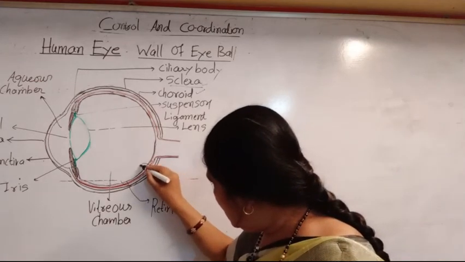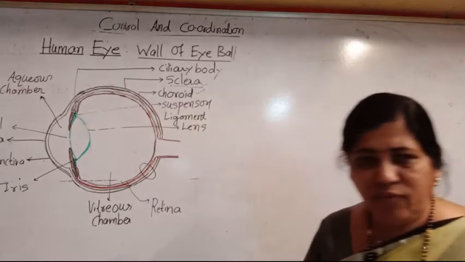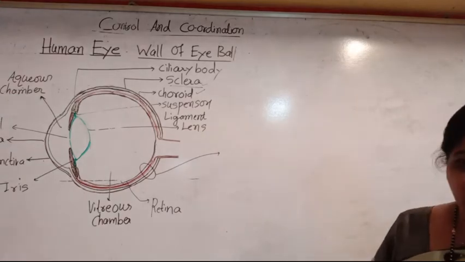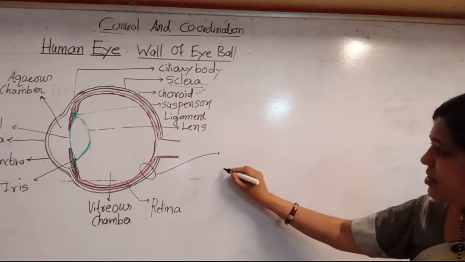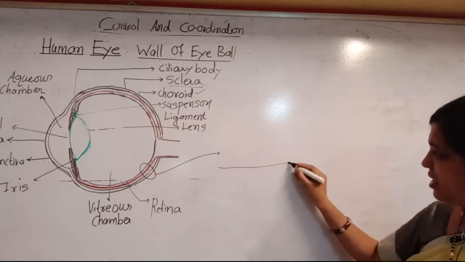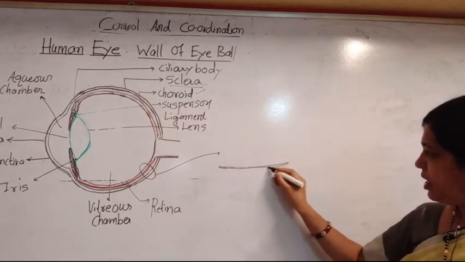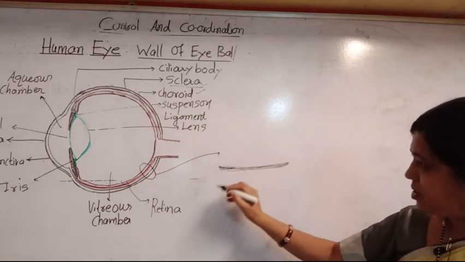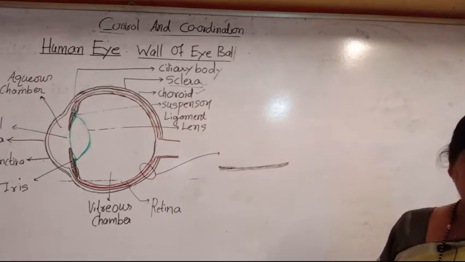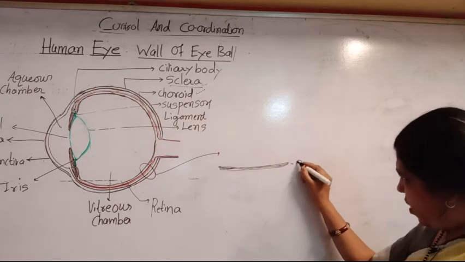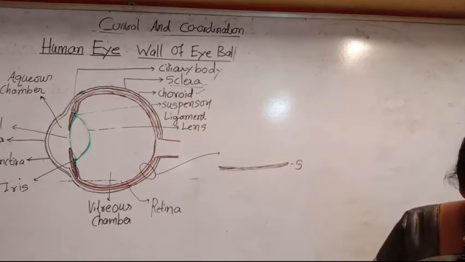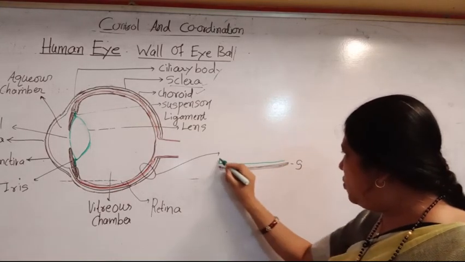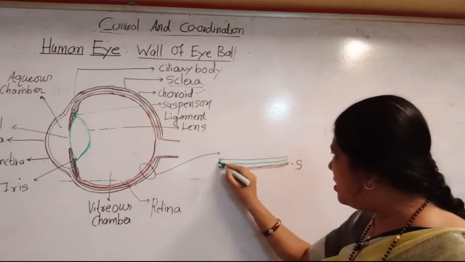See, this is a part of wall of eyeball. So we will magnify this part. This is sclera. If this is sclera, we will go from outside to inside. So sclera, S for sclera, then this is sclera, and this is choroid, isn't it? This is choroid.